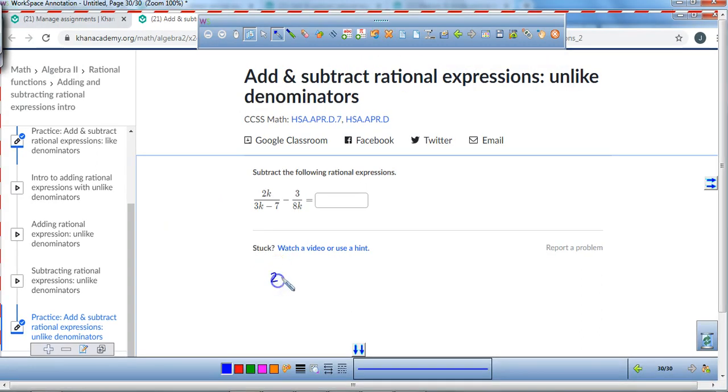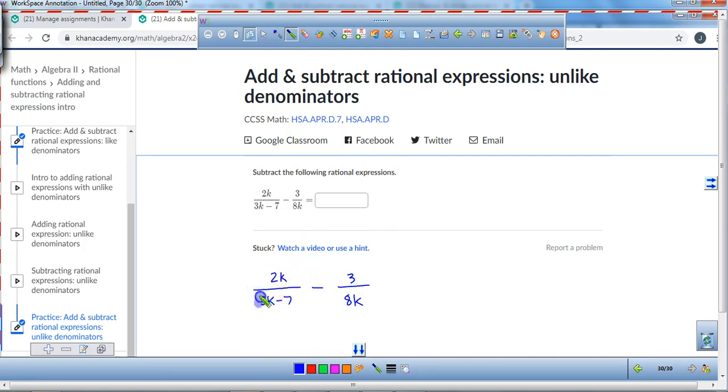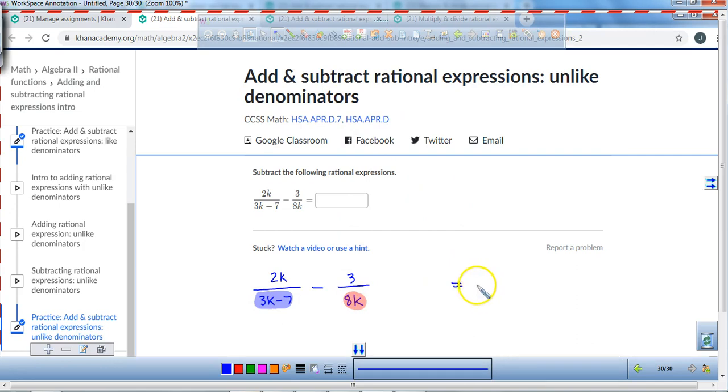I'm going to put 2k over 3k minus 7 minus 3 over 8k. All right, so here's one of our denominators, 3k minus 7. Here's the other denominator, 8k, totally not alike. All right, well what we're going to do is I'm going to put equals over here. I'm going to make our common denominator. I'm going to put 8k up front, and I'll put 3k minus 7 in the back.